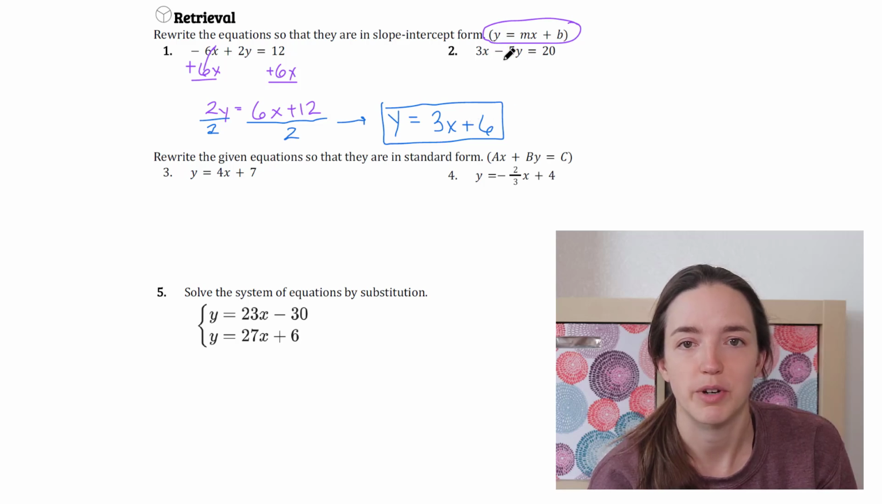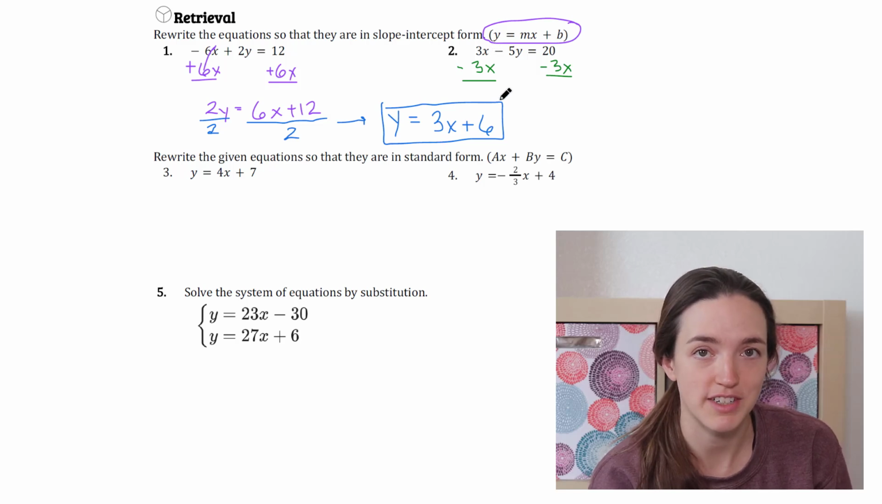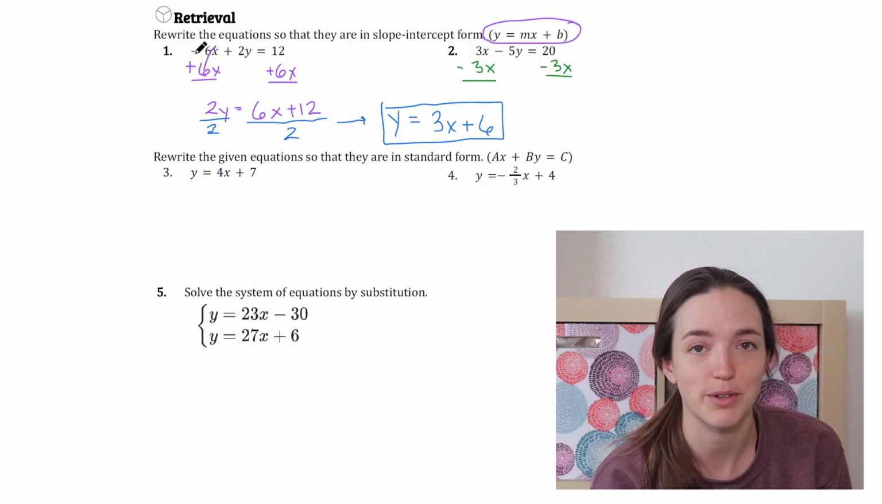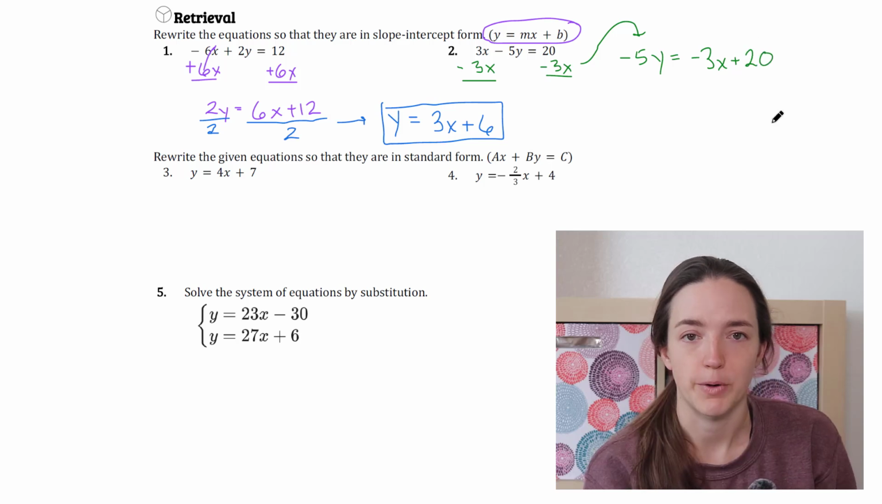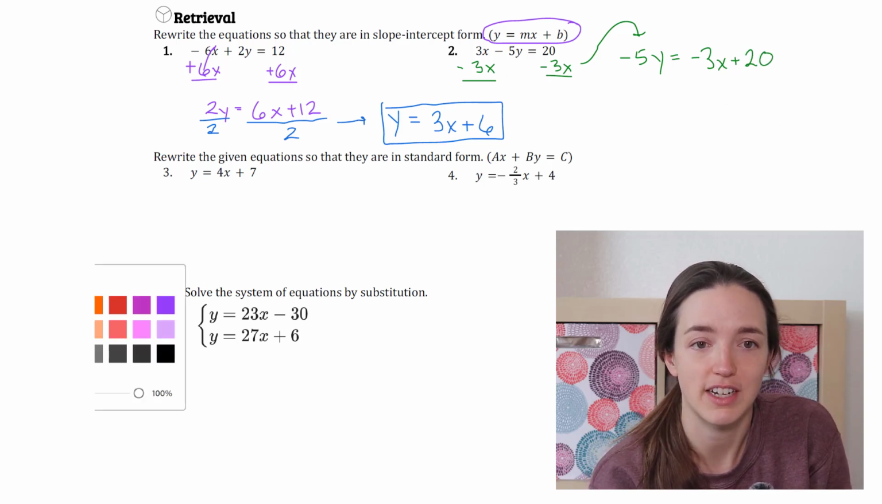Okay, let's do another one of those. Once again, trying to get the y by itself, I'm going to start by subtracting the x value. Since this time the x is positive, I need to subtract to get rid of it. In the last one, it was negative, so I had to add to get rid of it. All right, so now I have negative 5y equals, I cannot combine these, so I'm going to write negative 3x plus 20.